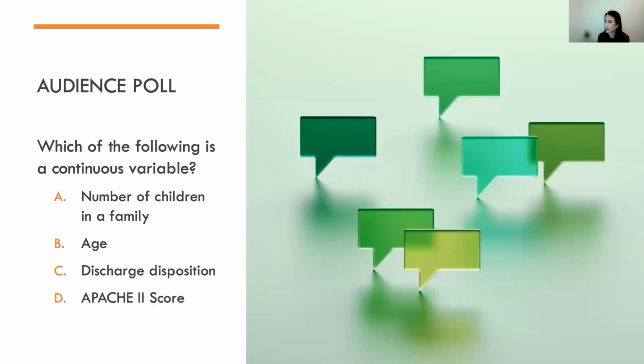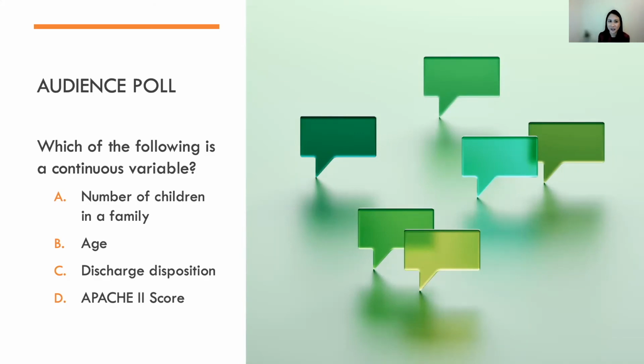Okay, so we're going to launch into our second poll. This question here is, which of the following is a continuous variable? A, number of children in a family, B, age, C, discharge disposition, or D, an Apache 2 score. All right, great. Ready to see results? Yes, you got it. Thank you. Yes, all 5 of you are correct.